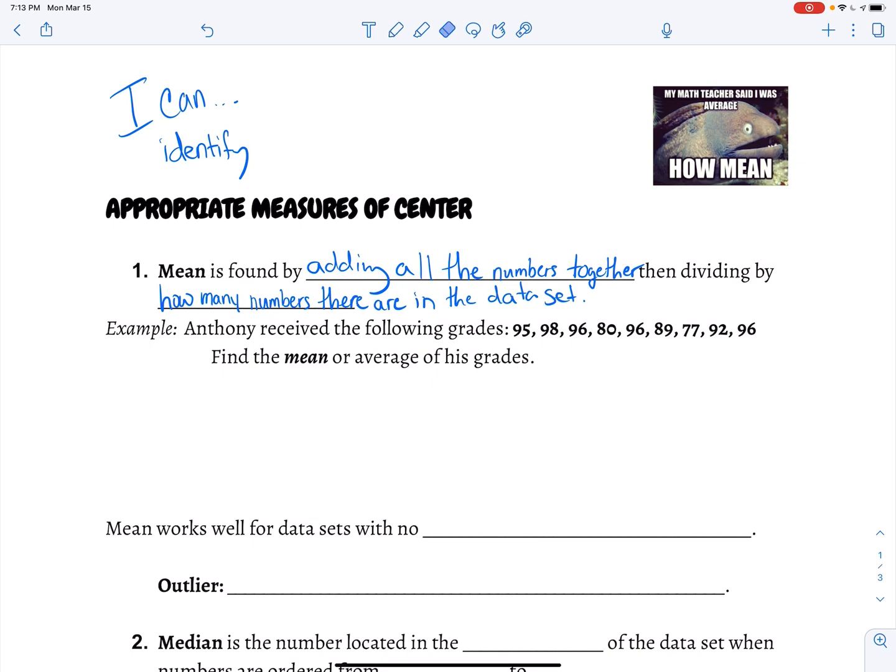Okay, now that we've added these together, we should have gotten a sum of 819. So then to continue this, we have to divide by how many numbers we added together. And there are 9 numbers in this data set, so we're going to divide by 9. So if you want to pause while you're doing your division, whether on a calculator or on paper. And once you found your quotient, you should have gotten an answer of 91.